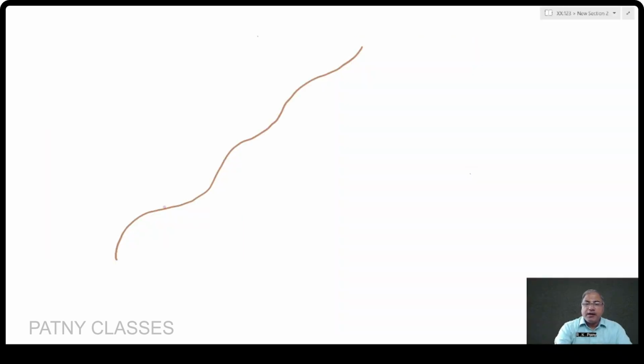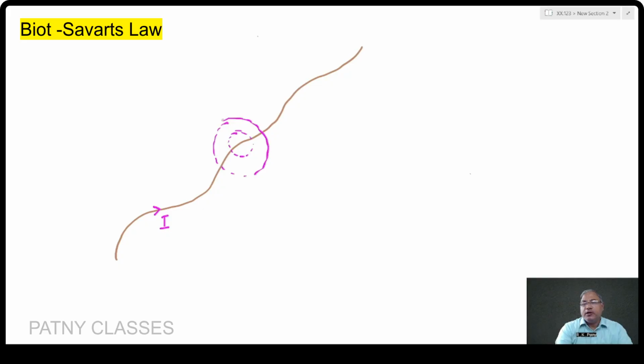Suppose it is an electrical wire, and some current is flowing through it. What direction the current is flowing, I will not discuss now. The current is flowing in a particular direction. When the current is flowing, what will happen? A magnetic field is produced around the wire.